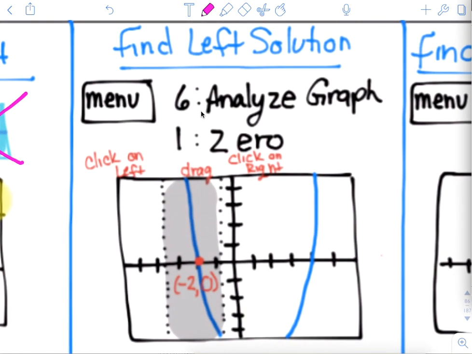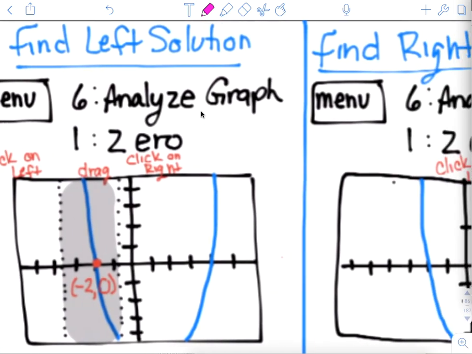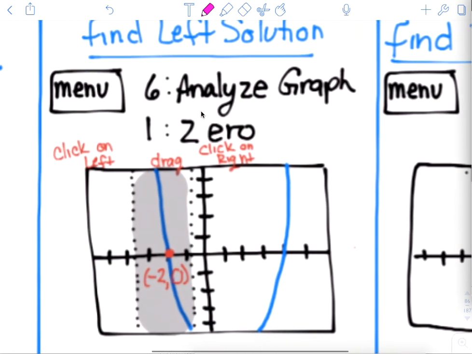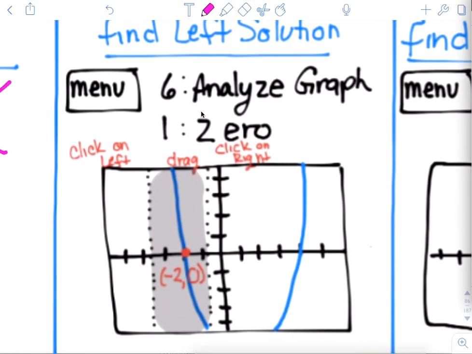We're going to do this twice. We have to do it once to find the left solution, once to find the right solution. We are going to go Menu, Analyze the graph, and find the 0. Remember, 0 literally just means x-intercepts. Okay? It's going to give you these black dashed lines, and you pretty much just highlight what you want.